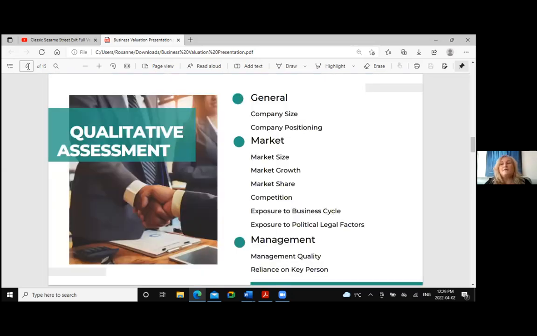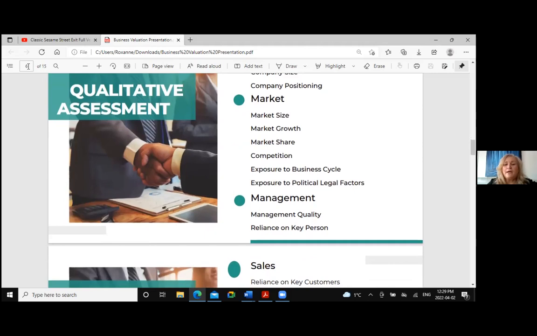So when I start my valuations, and I have several different programs that I use depending on the level and the need of the valuation, I start with a qualitative assessment. We look at general information, including the company size and the positioning of the company as a whole. We look at the market: size, growth, share, what there is for competition, exposure to business cycles, and exposure to legal factors. Then we look at the management.